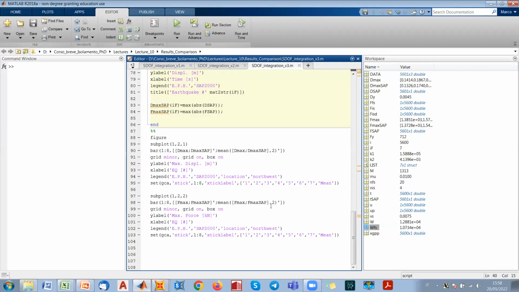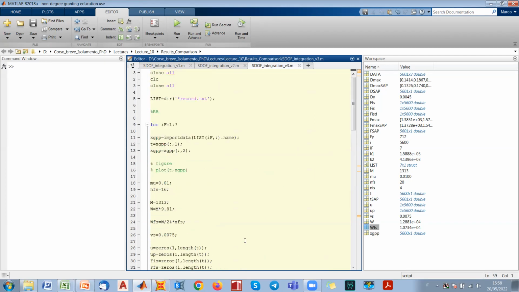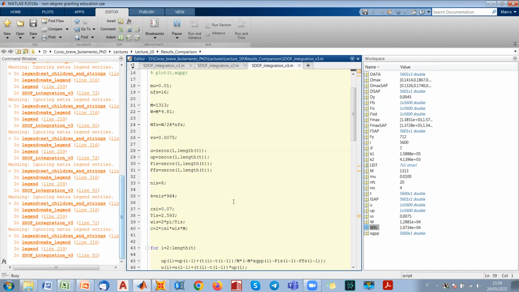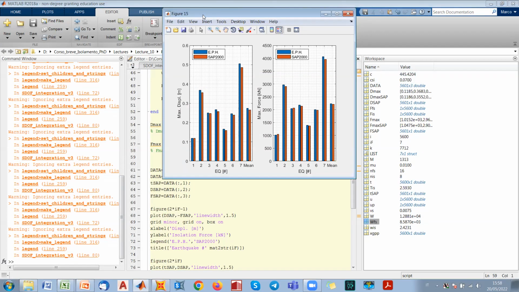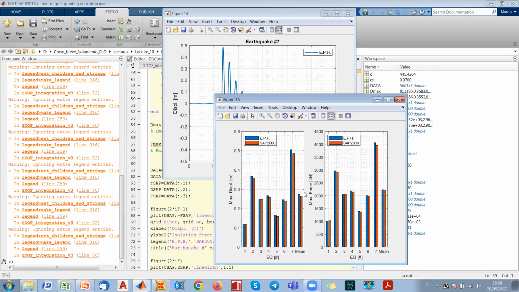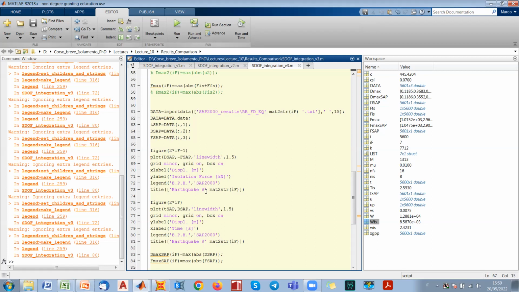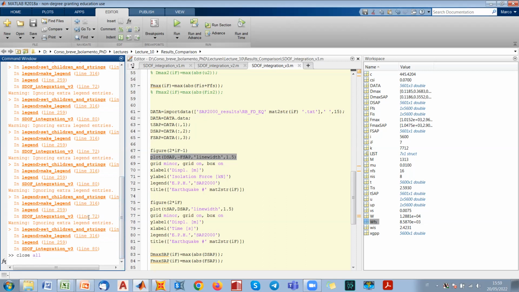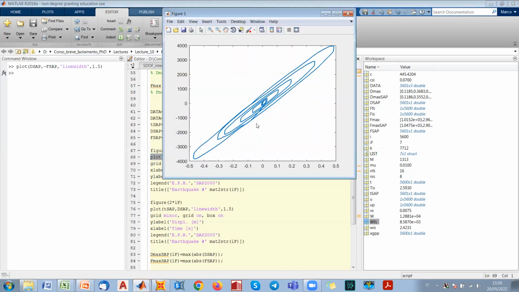So here we should be ready to perform. Okay, we have a rubber bearing. Let's try. Extra legends. So how can we get the final displacement? Let's close everything. Okay, it works.